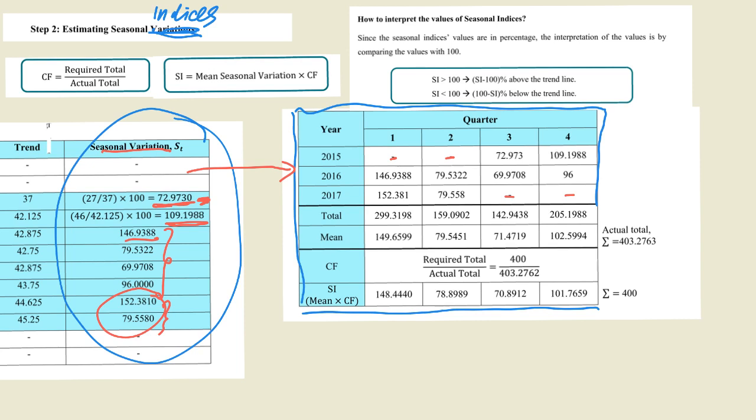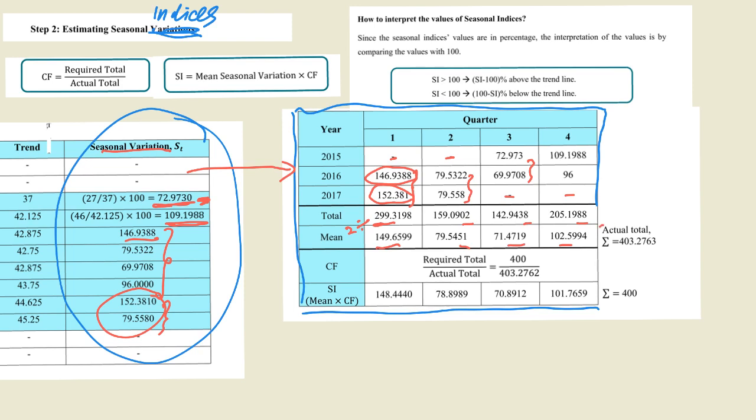So after that, you need to calculate the total. So you need to total up this value. So you are going to get 299.3198. This is also the same. And then you need to calculate the mean. For the mean, since you total up two values over here, so you need to divide this value 299 divide by 2. So you are going to get 149.6599. So this is also the same for the rest of the data.